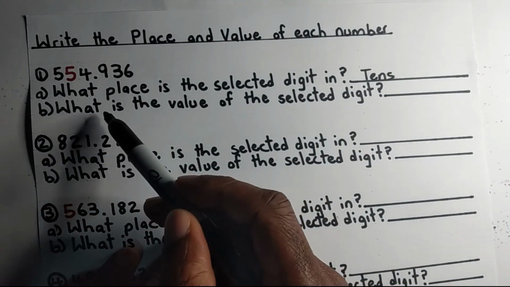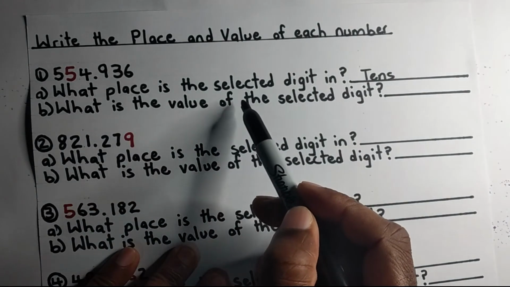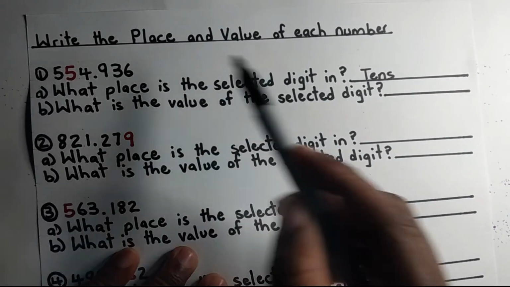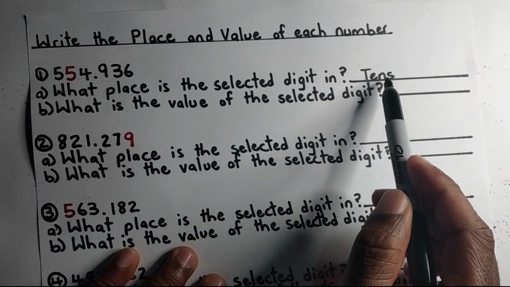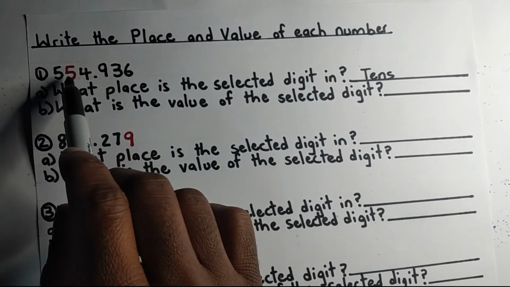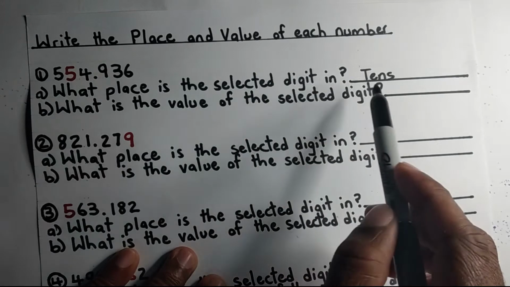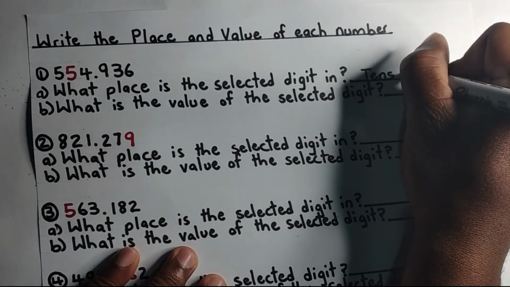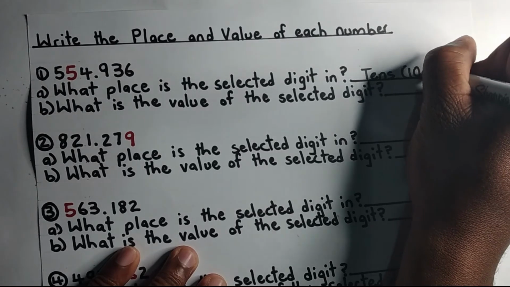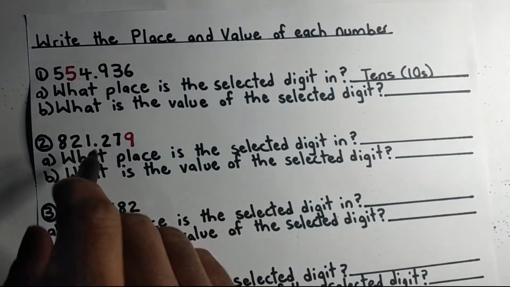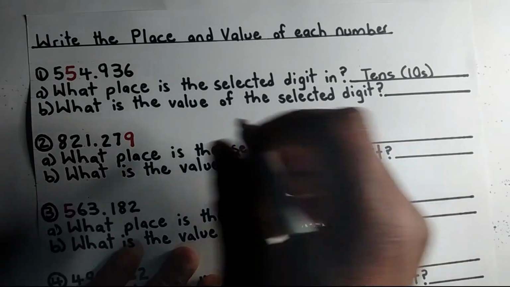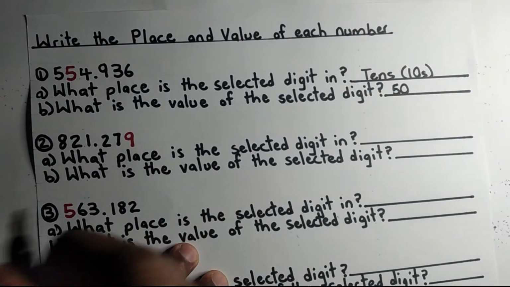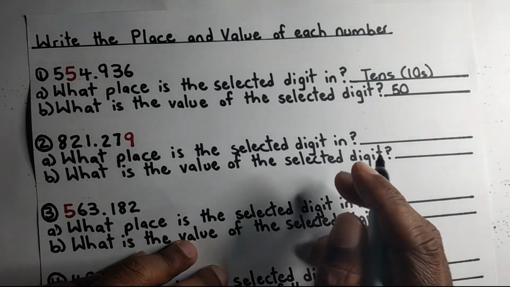Part B asks us, what is the value of the selected digit? If we know that it falls in the tens place, we simply multiply the digit by the place it falls in. We could write the numeral. So we just say 5 times 10, and 5 times 10 gives us 50. So that's how we would treat that.